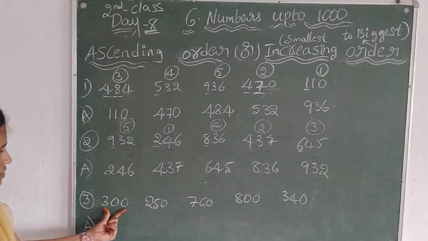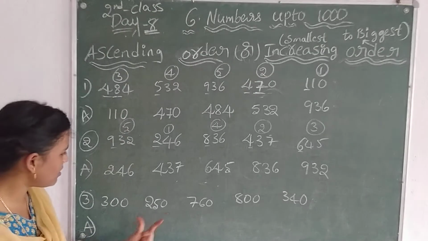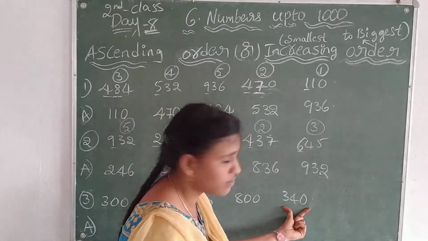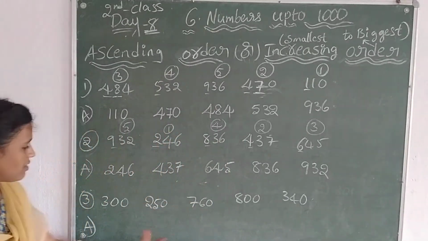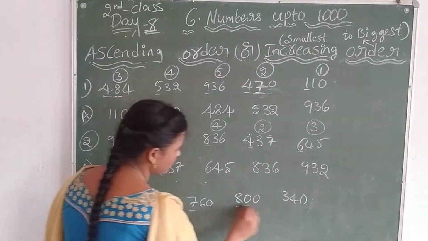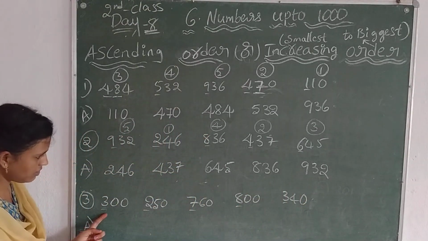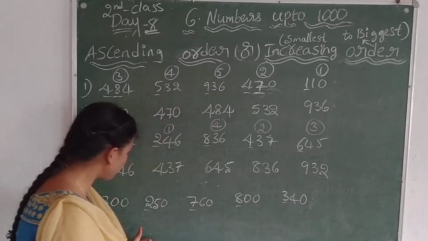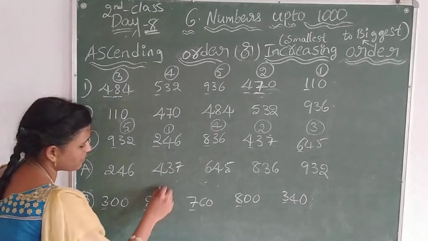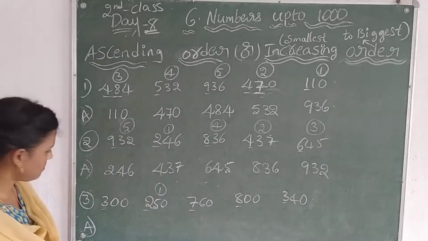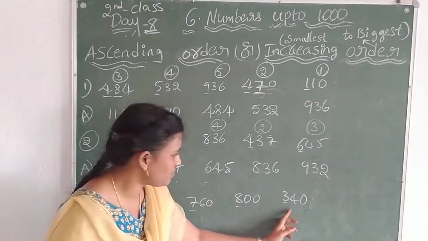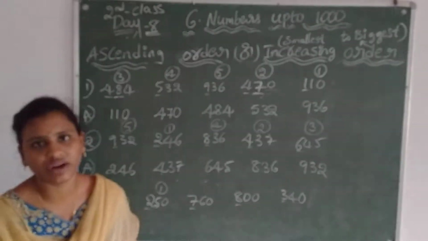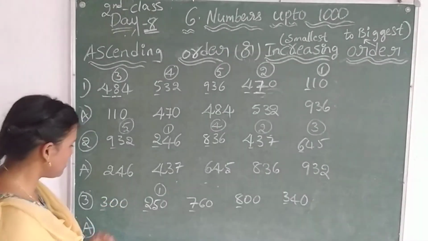See here, what are the numbers? 300, 250, 760, 800, 340. Let's see here the left side first digit numbers. Check it: 3, 2, 7, 8, 3. Which is the smallest number here? 2 is the smallest number. That's why give 1. And see 3, 7, 8, 3. Which is the smaller? 3 is the smaller. But here we have 2 different numbers with 3.